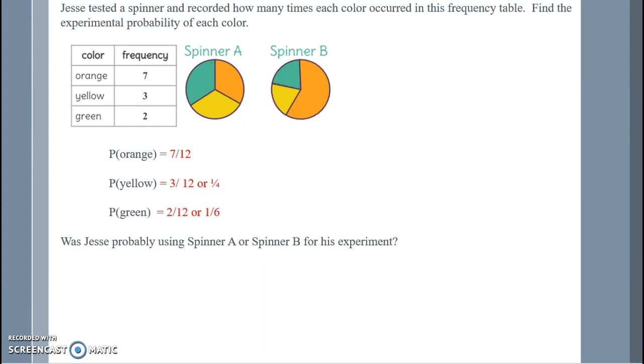Now when I try to decide which spinner it is, look, this one's equally distributed into thirds. And these aren't 1/3 or even close to. Notice that when I compare all of the probabilities here, the orange came up the most and the yellow and the green came up about the same. So I would say that Jesse probably was using spinner B for his experiment.